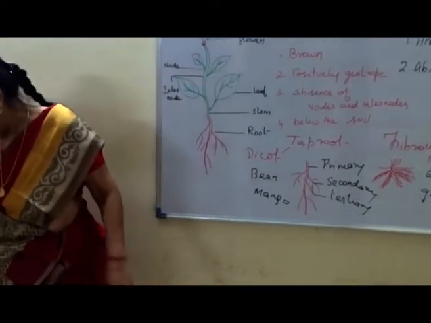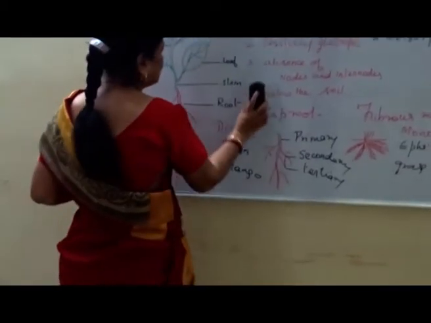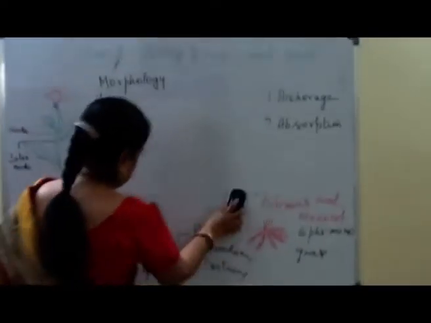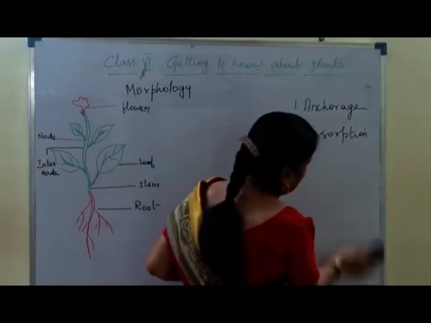Next we move on to the structure of leaf. What do we know about leaf? It is green in color.